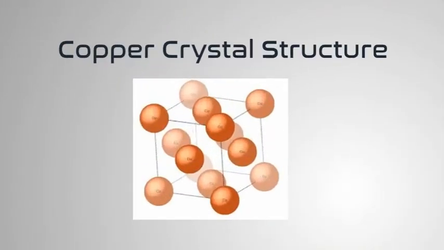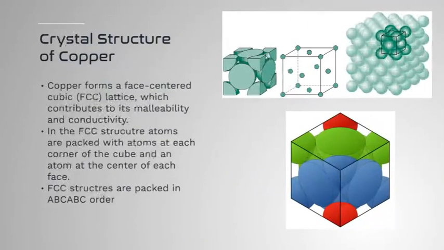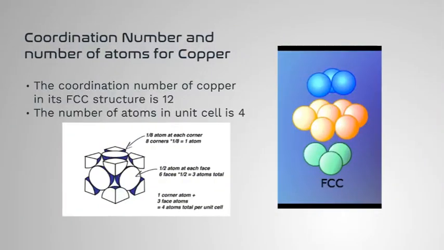Next, we're going to talk about copper's crystal structure. Copper forms a face-centered cubic, or FCC, lattice, which contributes to its malleability and conductivity. In the FCC structure, atoms are packed with atoms at each corner of the cube and at the center of each face. FCC structures are packed in ABC order. The coordination number of copper in its FCC structure is 12. The number of atoms in each unit cell is 4.